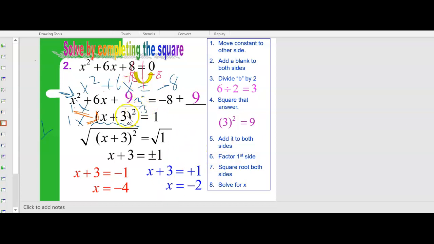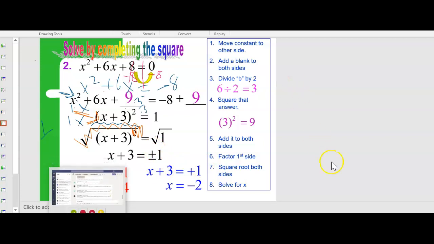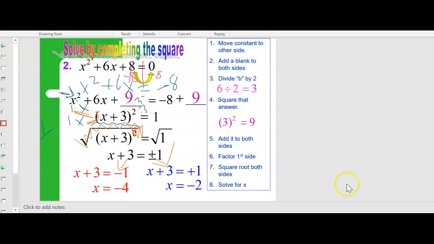First, get rid of the square by giving both sides a square root. So the square and the square root kill each other. And you set x plus 3 free. And on the other side, square root of 1 equals 1, positive, negative. And you turn it into two little equations and solve them. And finally, you have two solutions. X equals negative 4 or negative 2.